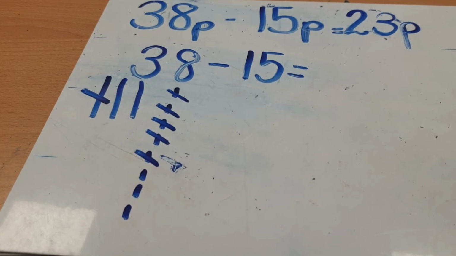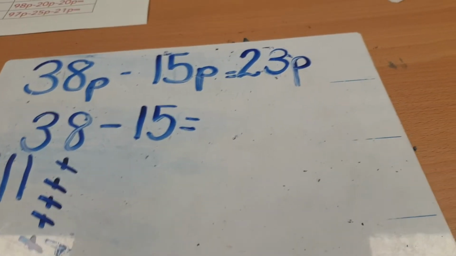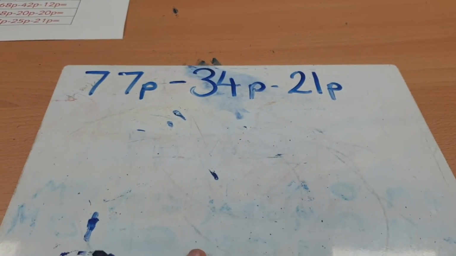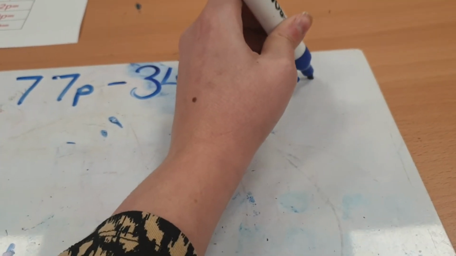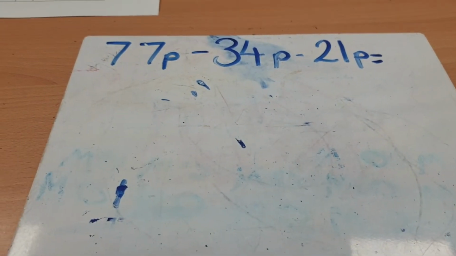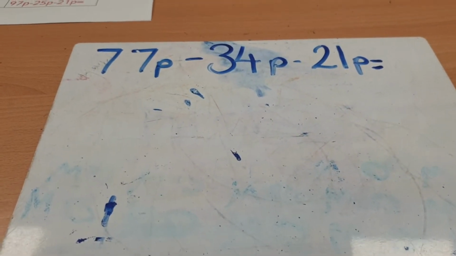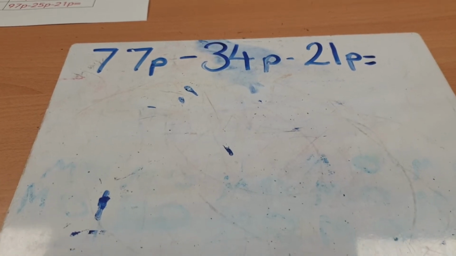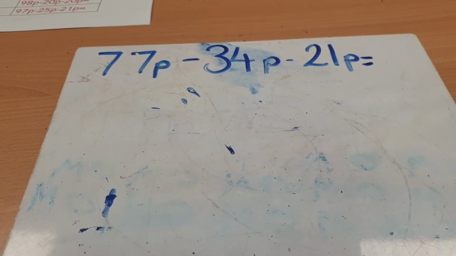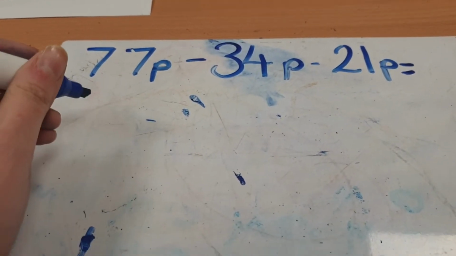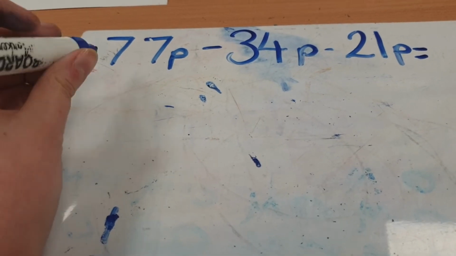Are you ready for a super tricky one now? Oh, I hope so. You are working super hard lately on your maths. Oh, look at this one here. I've got 77p. Take away not only 34p, but also take away 21p. My goodness, this one's a tricky sum. I know we can do it though.